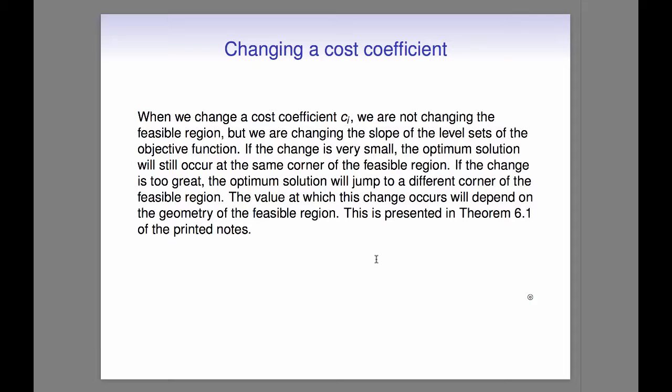But if the change in cost coefficient is too great, suddenly we might find that the solution jumps to a completely different corner of the feasible region. So we want to see how much we can change the cost coefficient by without this happening. And this is presented in theorem 6.1 of the printed notes.